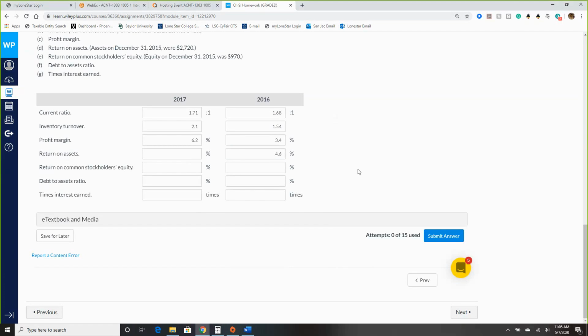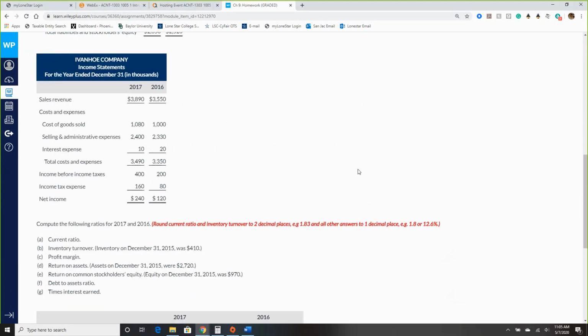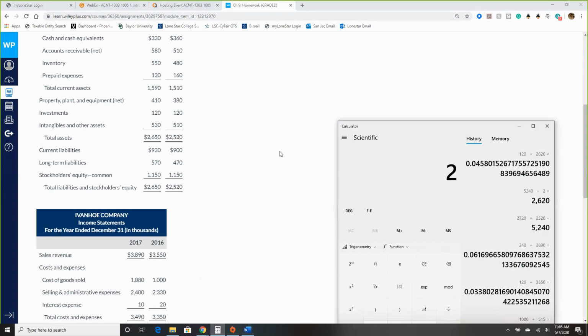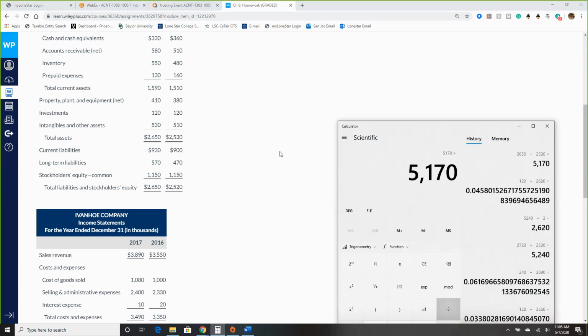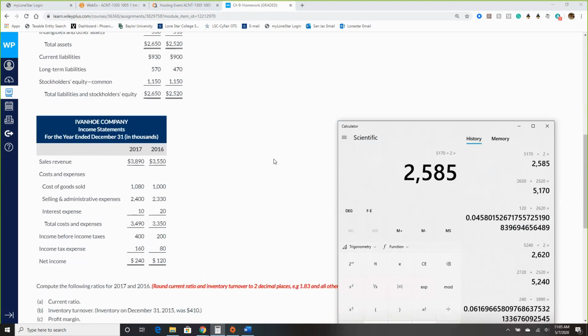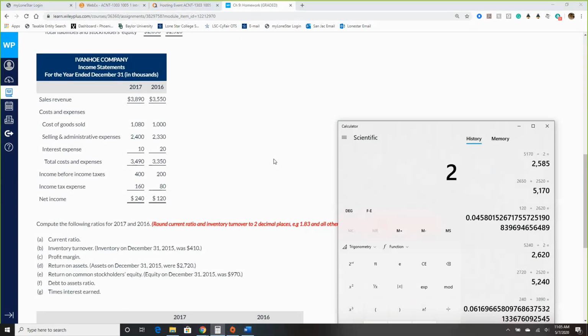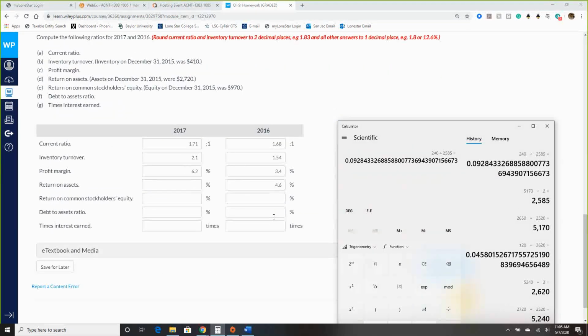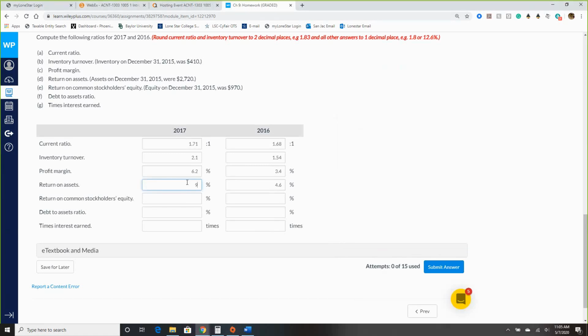Alright. 17. Since we already have both of the total assets, again, take 17 plus 16, divide by 2, and then divide it into its net income. 240, divided by 2585. So 9.3. Okay.